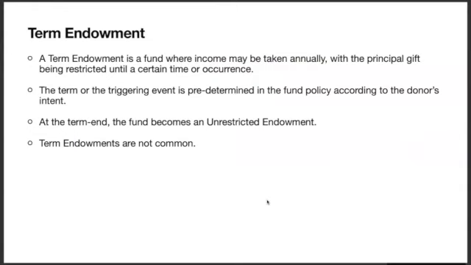And a term endowment is a fund where income is available to be taken annually in accordance with your organization's spending policy. And the principal is restricted until a certain time or occurrence. So it may be a gift with a 10-year term on it. And then the term or the triggering event is predetermined in the fund policy according with the donor's wishes. At the end of that term, that endowment will dissolve and will become an unrestricted endowment. These are not very common. I can say in the 10 years of working with nonprofits, I've never seen one of these actually used because they are very restrictive.